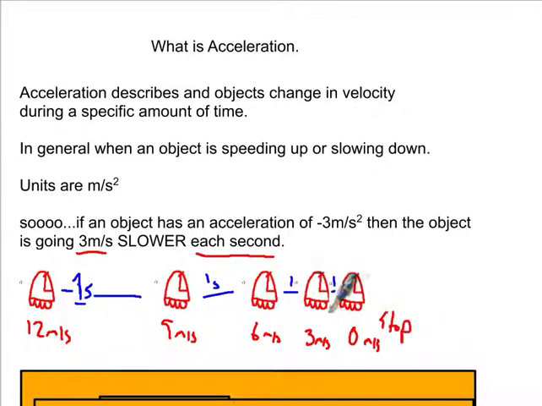So this is when an object's accelerating. It's slowing down. This could just as easily be backwards. It could be speeding up: 1 second, 3. The next second, 6, 9, and 12. That would be positive acceleration, speeding up. But the important thing is, do you know that if you see meters per second squared, it means it's going this much slower each second? That's why seconds are squared.